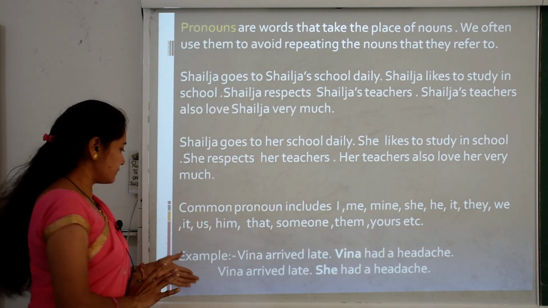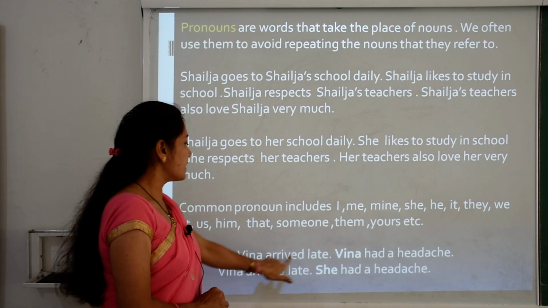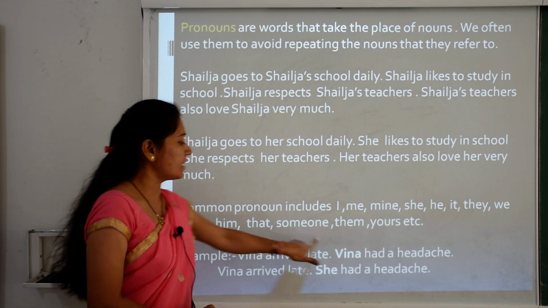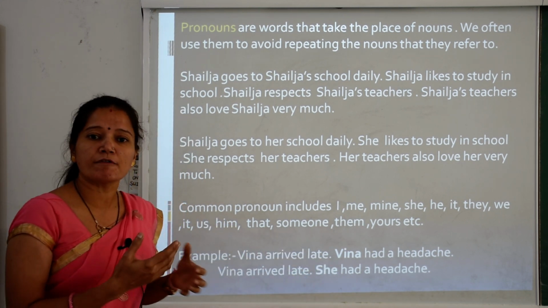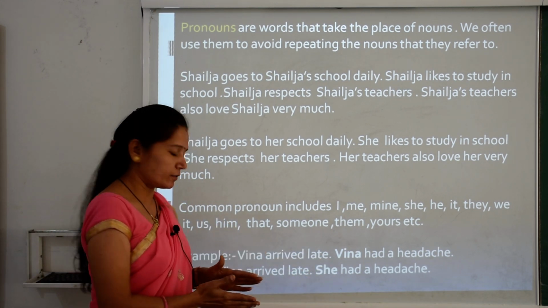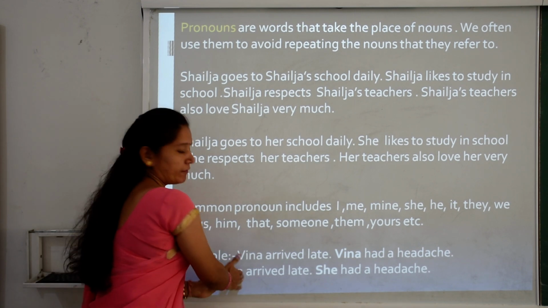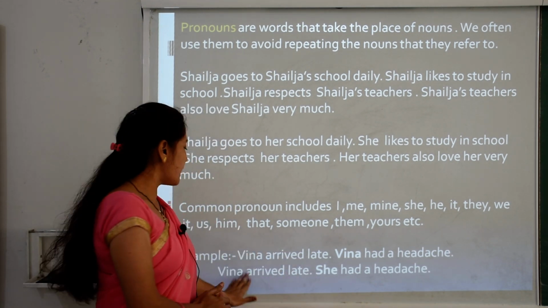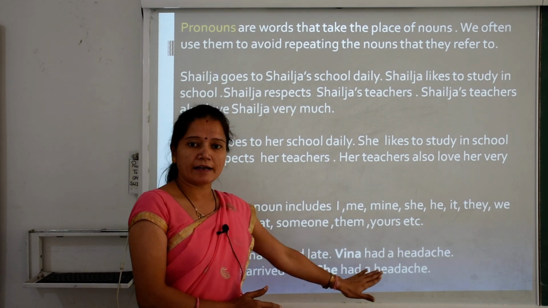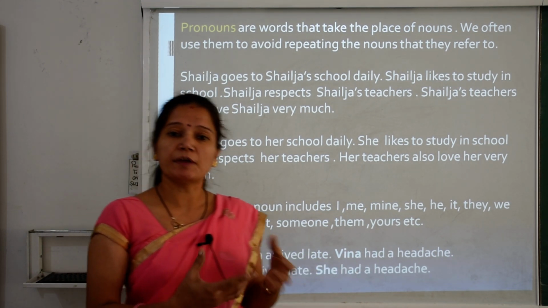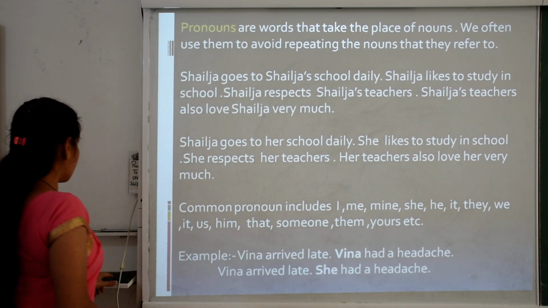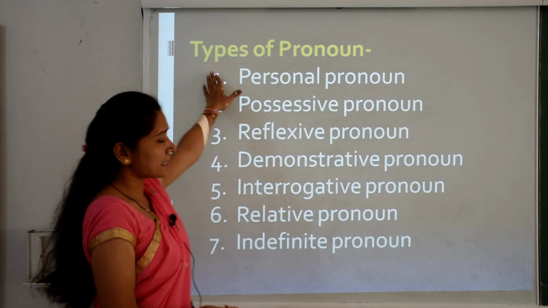Now let's understand this with one example. Veena arrived late. Veena had a headache. So again, as you can see here, Veena, Veena, again there is a repetition of the proper noun. So we'll keep the first noun the same and change the second. Veena arrived late. She had a headache. Because Veena is female, we'll use she.